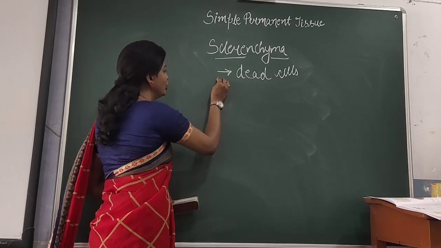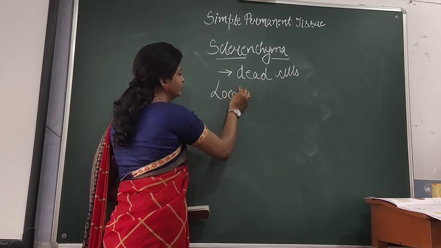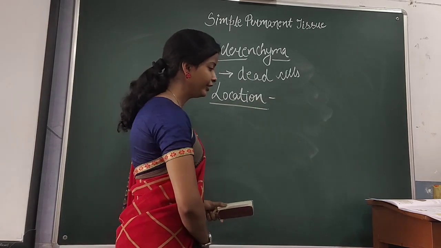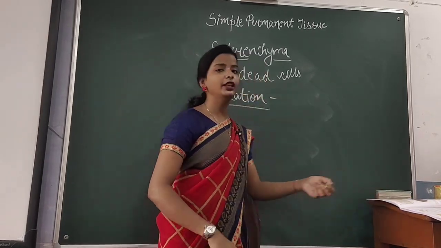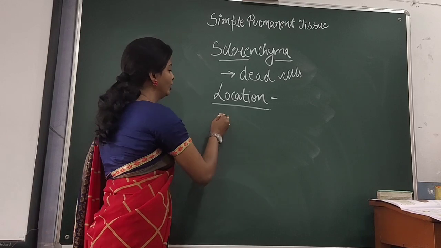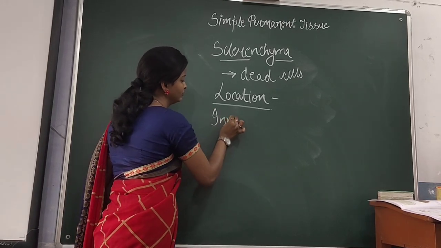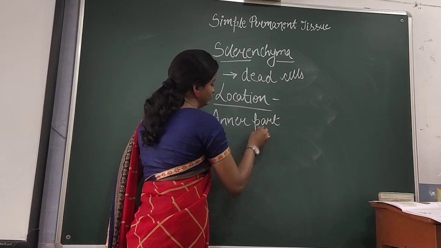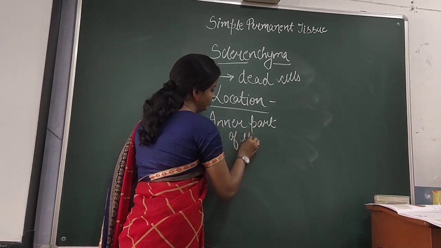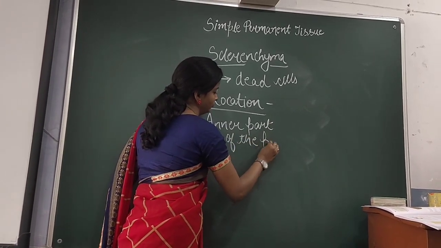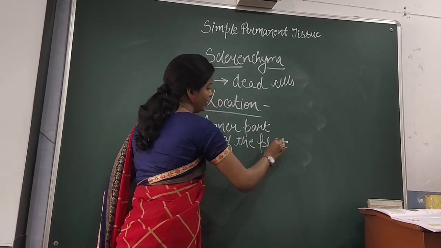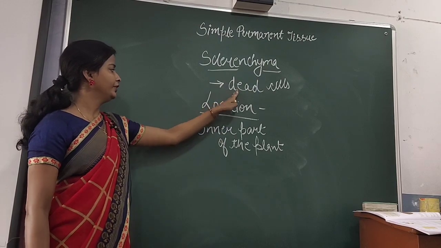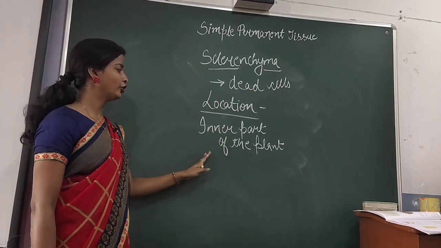Then the second, when we will talk about the location, they are present in the inner part, or you can see the hard part of the woods, they are present. So inner part. They are present in the inner part of the plant. So they are dead cells, location is inner part of the plant.